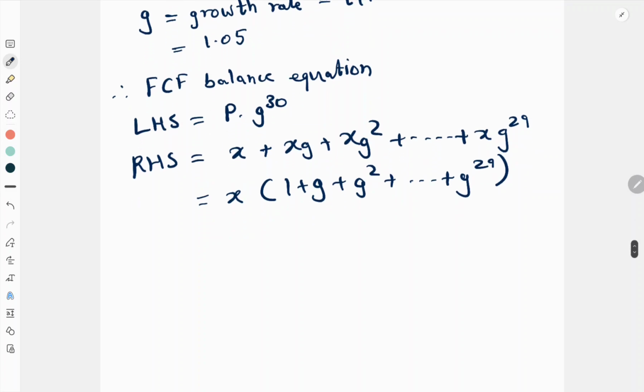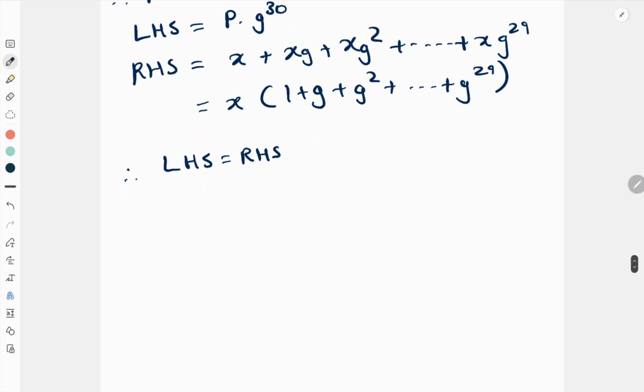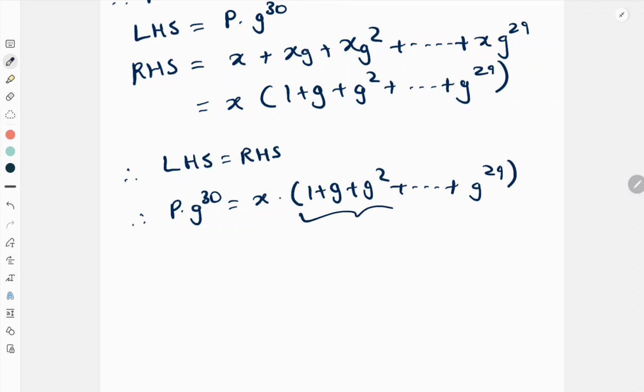This is looking somewhat complex, but it is not, just bear with me. So I have to have LHS equal to RHS by the free cash flow equivalence. So P times g raised to 30 is equal to x times 1 plus g plus g squared all the way to g to the power 29. Maybe I'll make another separate video on this, but this is a geometric series, and because the ratio of consecutive terms is a constant, which is g, just take it on faith right now that this is equal to g raised to 30 minus 1 divided by g minus 1.